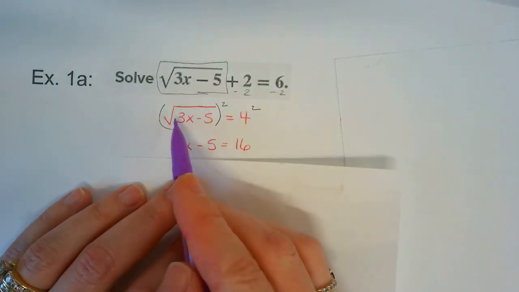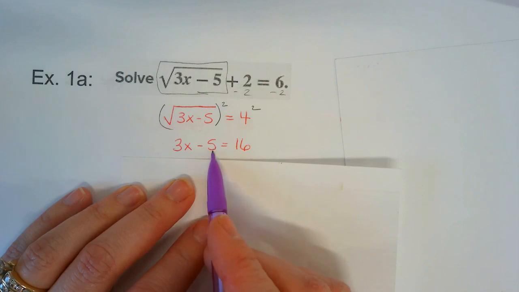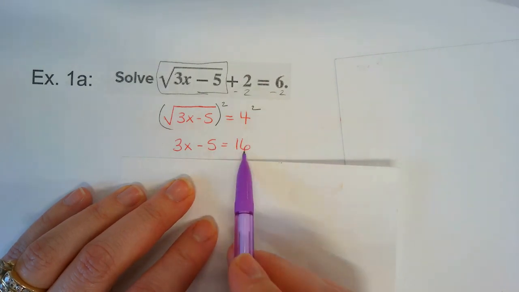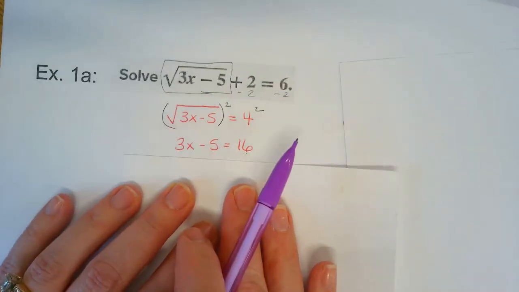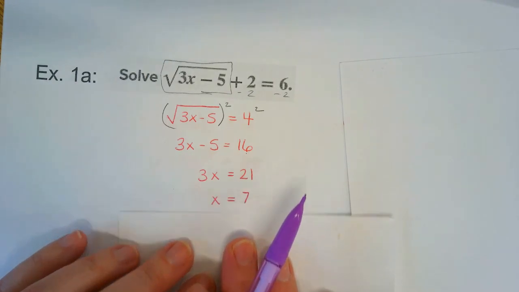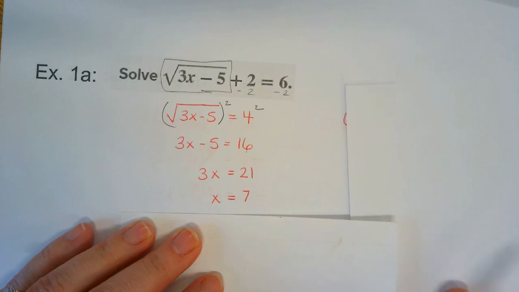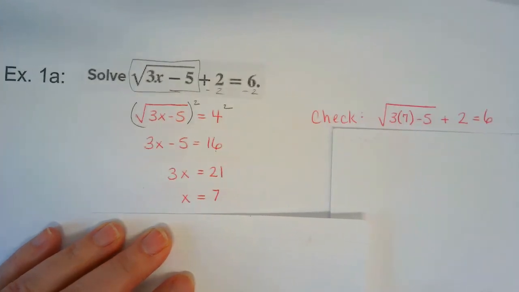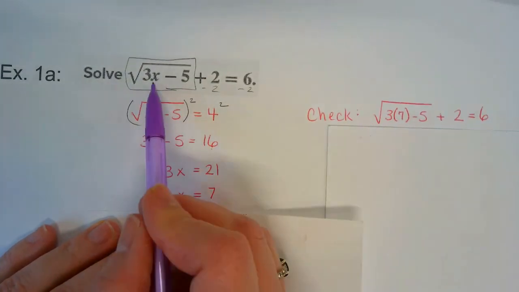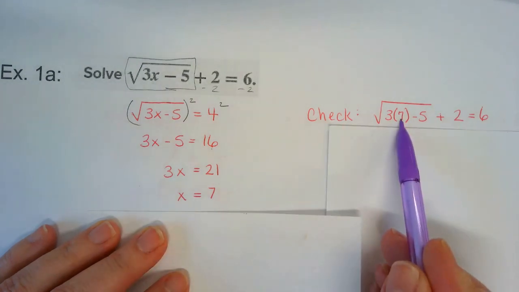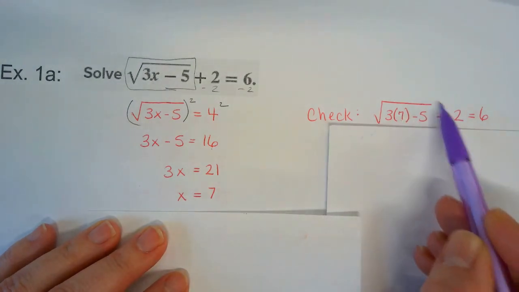That gets rid of the radical, so I have 3x minus 5. Over here, when I do 4 squared, I get 16. Now it's just a normal equation. Add my 5, divide by 3. With these, you should check your answer, so that means you want to plug it back into the original equation where x is.